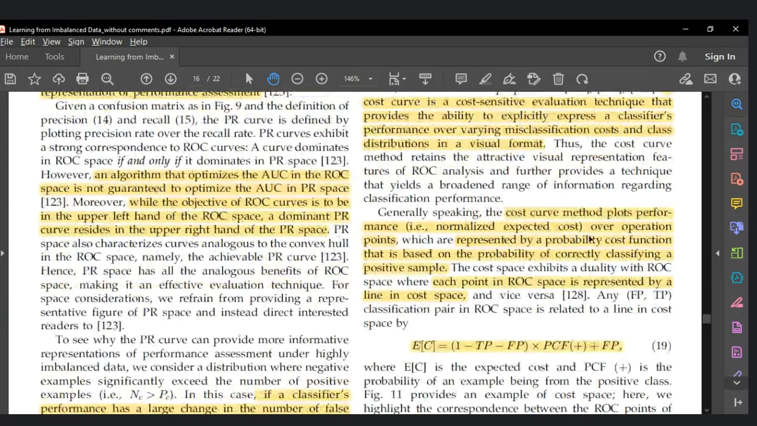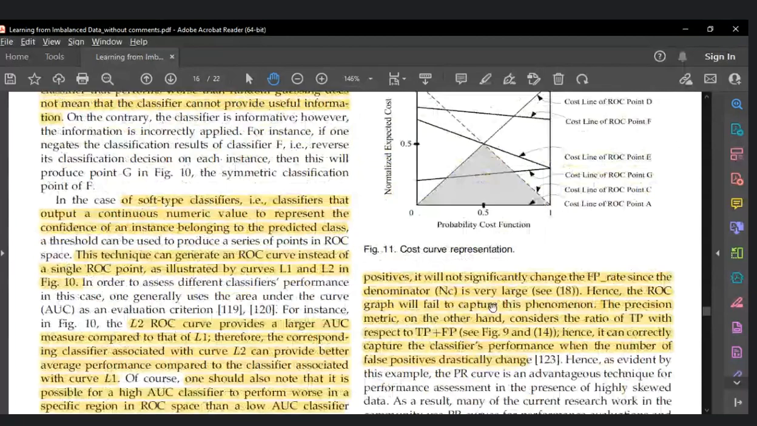Cost curve method plot. It is represented by a probability cost function that is based on the probability of correctly classifying a positive sample. So this is the probability cost function. It is the probability of correctly classifying a positive sample. So it is multiplying it with 1 minus true positive. Everything that is right, it is taking from here, and it's also taking the false positive and multiplying it with the probability cost function. It's just a function to penalize or find the cost of your precision recall curve.